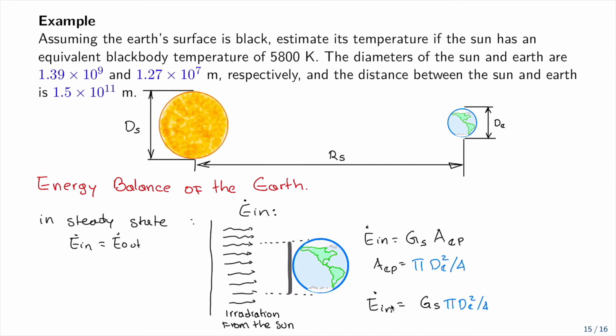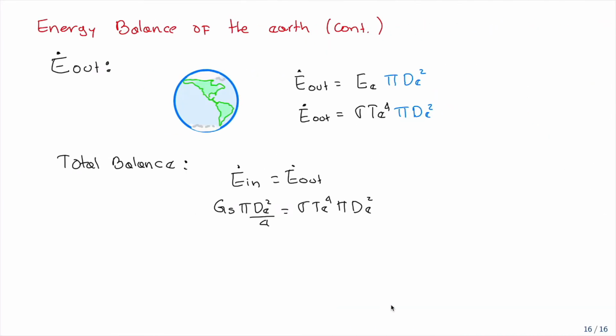Now we want the energy out. For the energy out, assuming that this is a black body, it is given by the emission multiplied by the surface area. Now this area is the area of the sphere, because the whole Earth is emitting at that temperature. The emission is sigma, this is Stefan-Boltzmann's law, multiplied by the temperature of the Earth to the fourth and multiplied by the area. So that's going to be the rate of energy out.